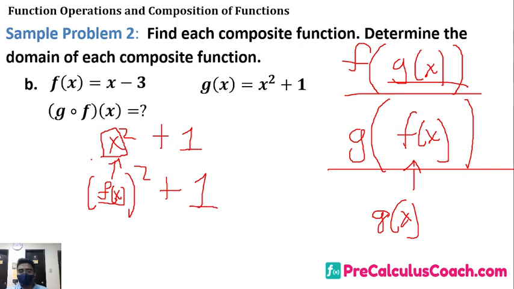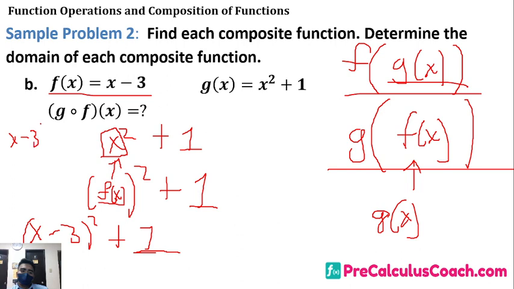What is the value of f of x? We know that the value of f of x is 2x minus 3. So therefore, 2x minus 3 squared, plus 1. When you have a squared binomial, it is like 2x minus 3 times 2x minus 3, correct? So therefore, we could simply find the answer by using the FOIL method.